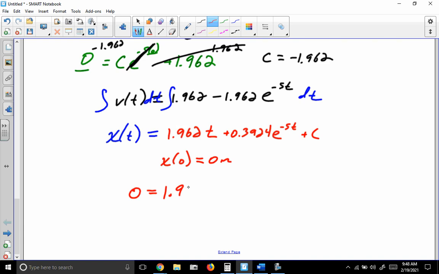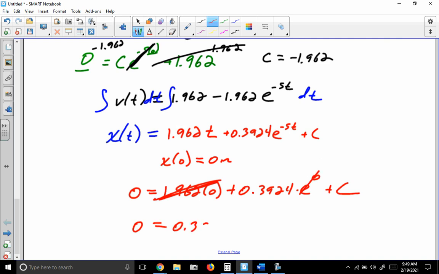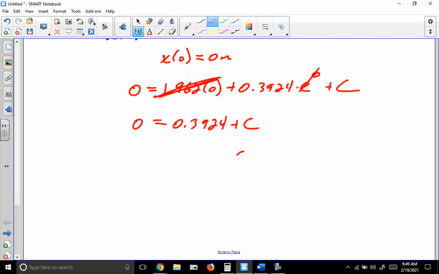So 1.962 times 0 plus 0.3924 times e to the negative 5 times 0 plus c. So 0 times anything is 0. e to the 0 is 1, so we get 0.3924 there, plus c. So if we subtract that, we get c is negative 0.3924.